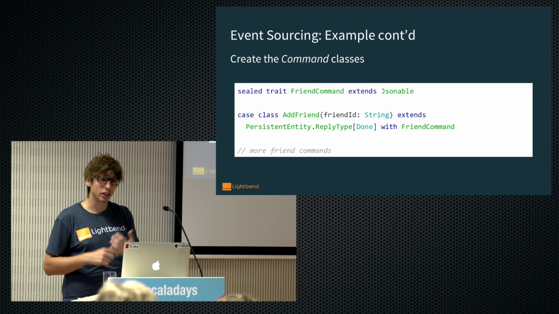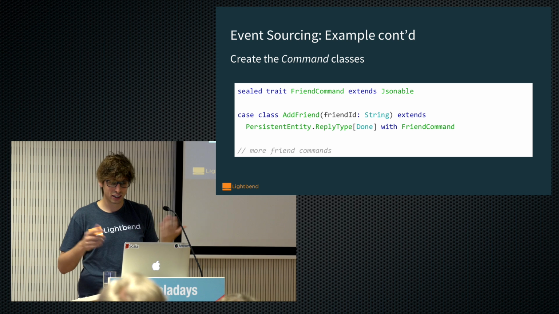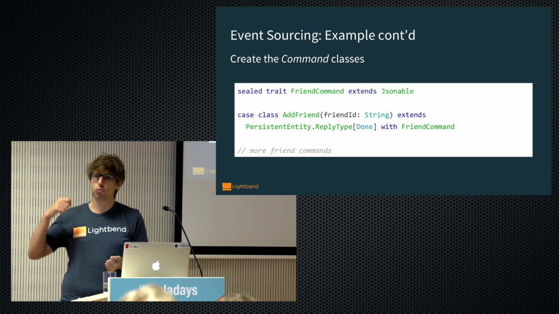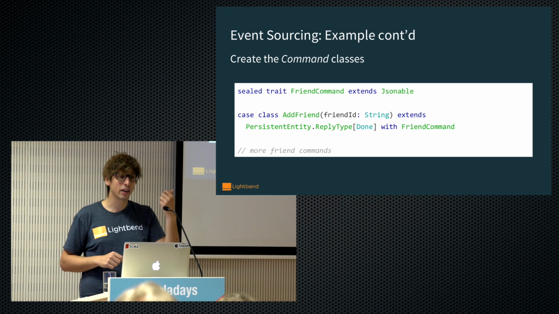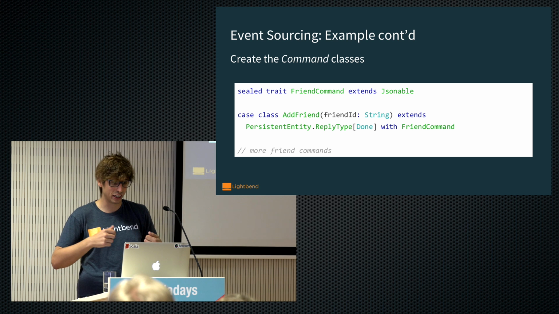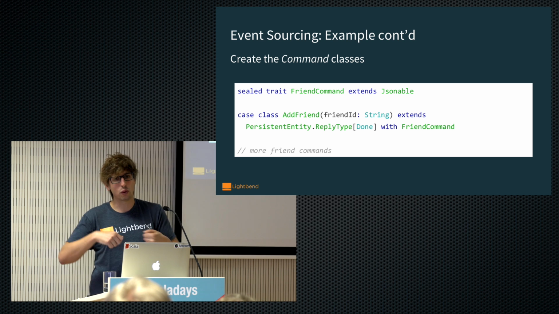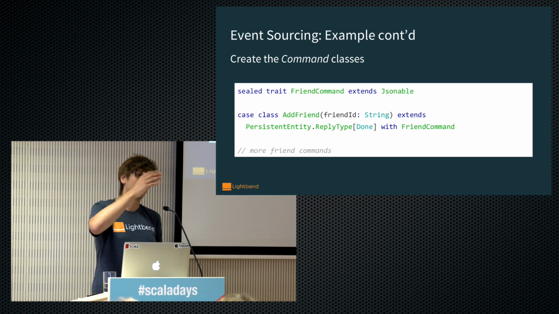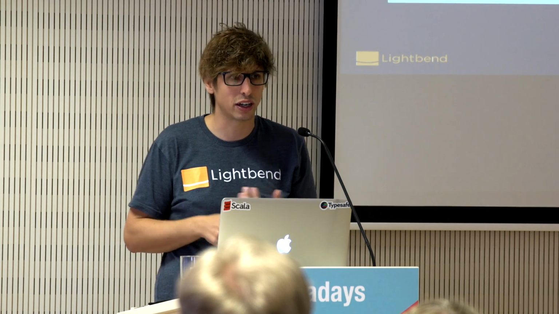And we define our class that is just a plain case class. It takes a friend ID, and this reply type is the reply that will be sent by the command handler if the add friend command was successful. So in this case, when the add friend command is successful, the caller will just receive this Done object, which just means I was able to do it. I mean, it's just a value that you'll discard.